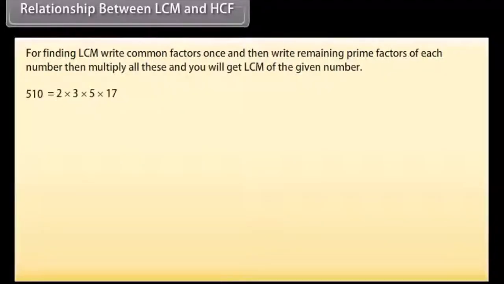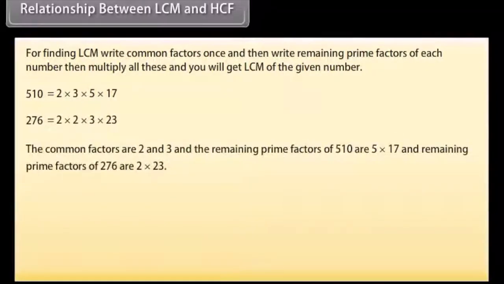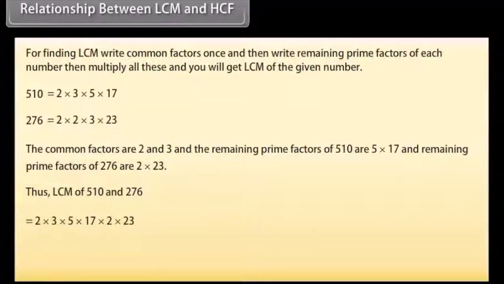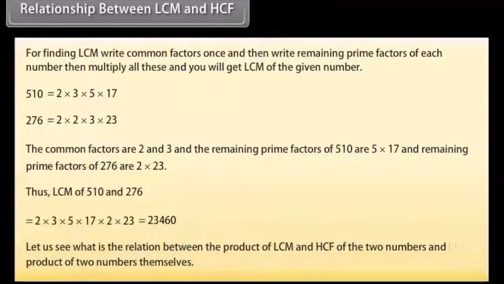510 is equal to 2 × 3 × 5 × 17. 276 is equal to 2 × 2 × 3 × 23. The common factors are 2 and 3, and the remaining prime factors of 510 are 5 × 17 and the remaining prime factors of 276 are 2 × 23. Thus, LCM of 510 and 276 is equal to 2 × 3 × 5 × 17 × 2 × 23 equals 23,460.